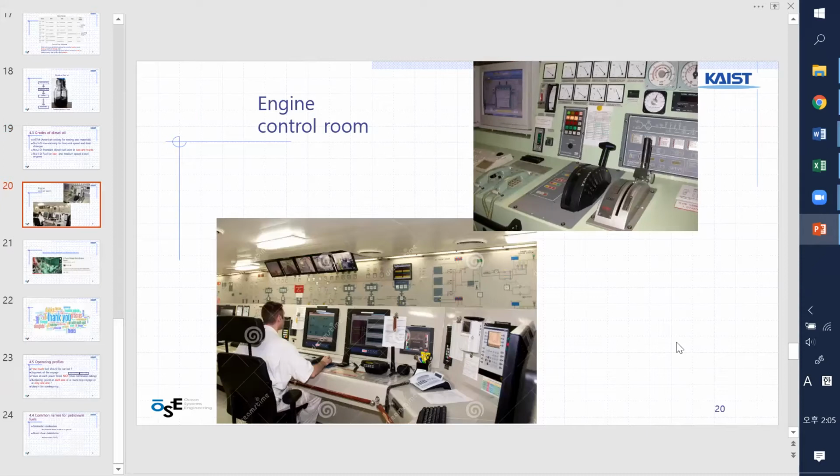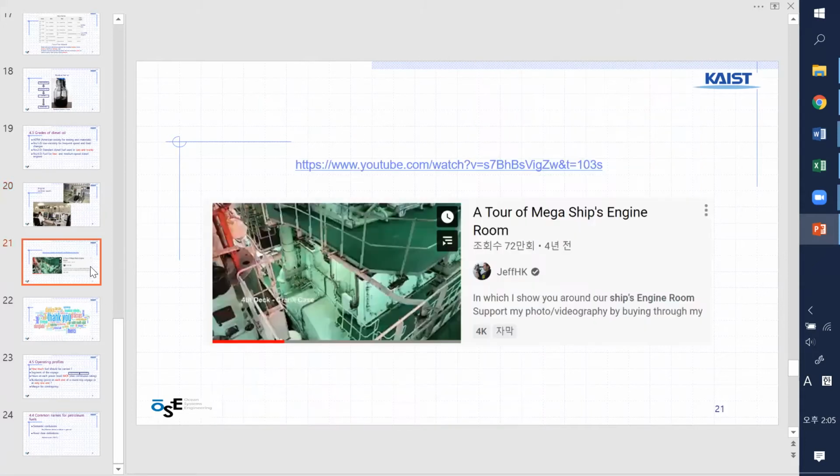Engine control room. See, now it is a traditional old type of shape, but you already see that more and more monitors are coming into the control rooms. And I have one video, but I guess you already saw this same video, so I will not cover this one again.